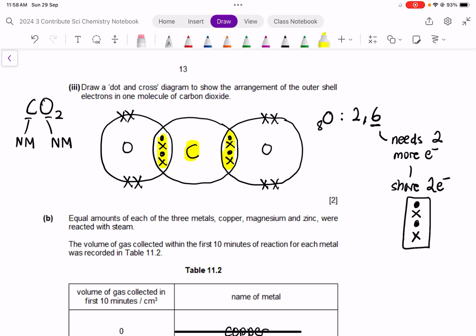And finally, you need to make sure that the outer shell is fully filled. Fully filled means 8 electrons. So oxygen needs to have 8 electrons, therefore there are 4 more crosses, 4 more electrons outside to ensure the outer shell has 8. So this is how we draw dot and cross diagram for a covalent substance. If you have forgotten this, let's go back to the chapter 4 and 5 revision video in the playlist on ionic and covalent bonding to revise.